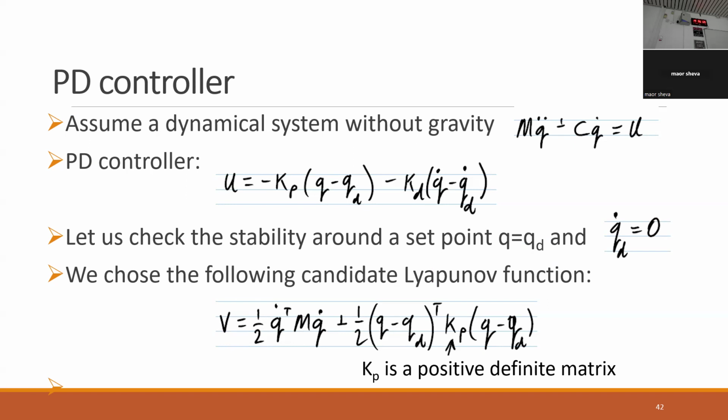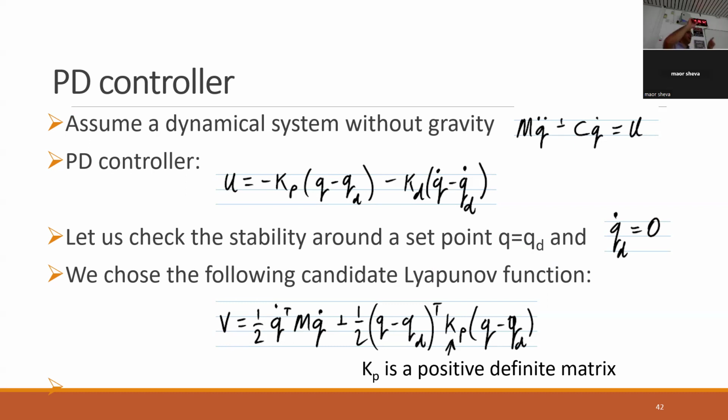Another thing is that this is stability to a set point, around the set point. But if I want to move along a trajectory, I have a problem because I didn't prove the stability for a trajectory. So what we are doing is we take a set point on the trajectory that we want to follow. Then the system tends to get to this set point. And just before it gets there, we move the set point along the trajectory.